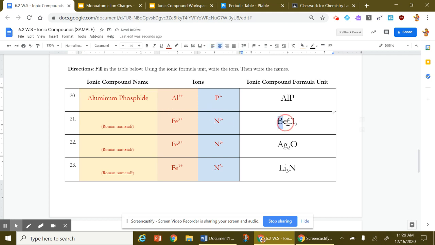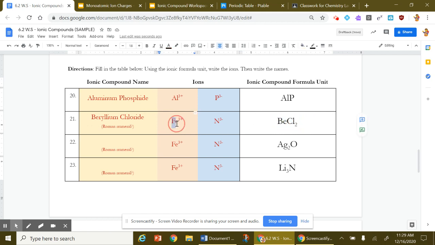Let's try this one right here. BeCl2. Well, Be is beryllium. And Cl as an ion is chloride. Notice how it doesn't matter that there's two here. It's not dichloride. It's not chloride 2. All that matters here is what the elements are.